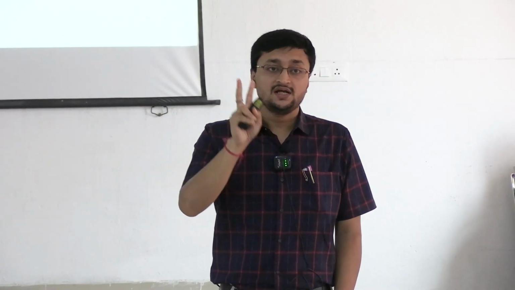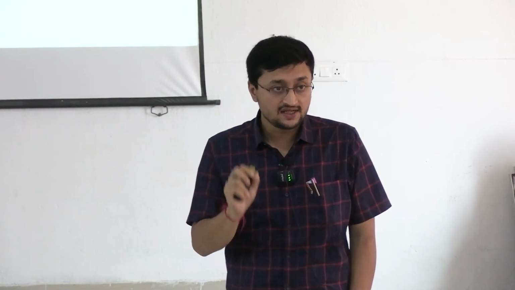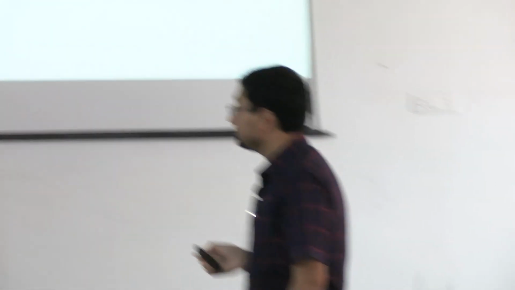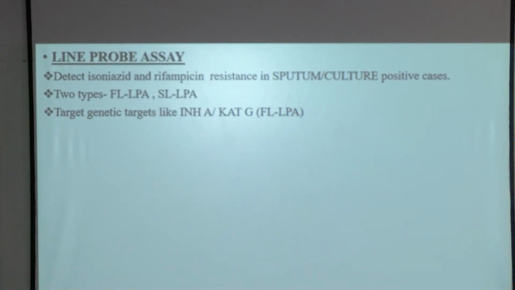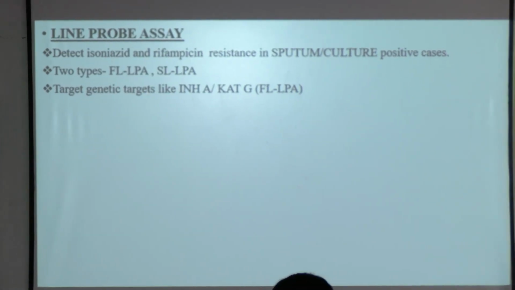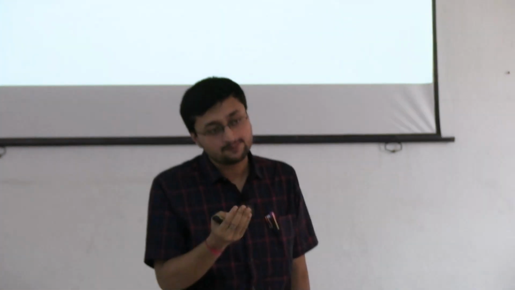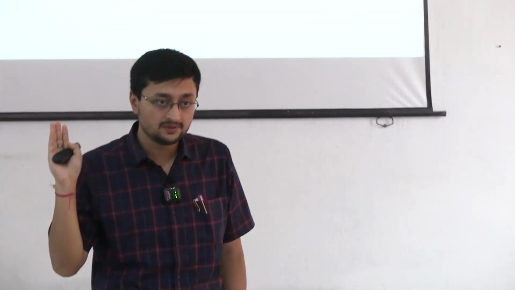So FL LPA detects additional INH or isoniazid resistance by identifying two genes, inhA and katG. So two genes are important, inhA and katG. So INH resistance can be detected by FL LPA. But this sputum smear must be positive for AFB in Ziehl-Neelsen stain. The sputum smear must be positive, then you can proceed to LPA, otherwise not. If only CBNAAT is positive and sputum smear is not positive, LPA will not be done, okay.